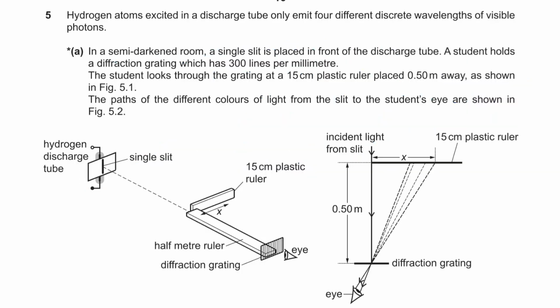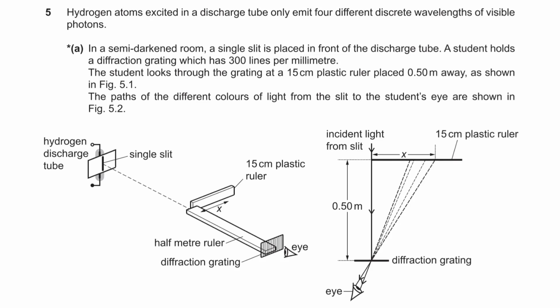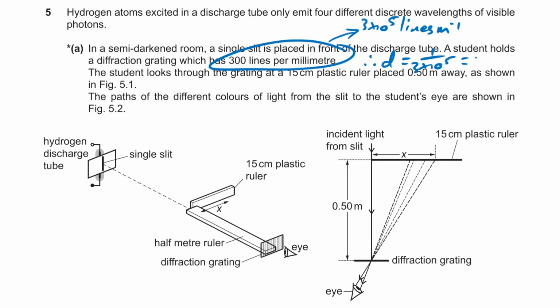Hydrogen atoms excited, only emit 4 discrete wavelengths, blah blah blah. Semi-darkened room, we have 300 lines per millimeter. Do you know what? Let's turn that into a value for d already, shall we? So we know that's 3 times 10 to the 5 lines per meter. Therefore d is going to be equal to 1 divided by 3 times 10 to the 5, so that gives us 3.3 times 10 to the minus 6. Why is it always 3.3 times 10 to the something?